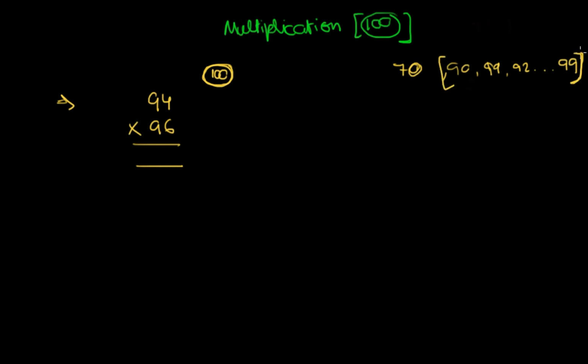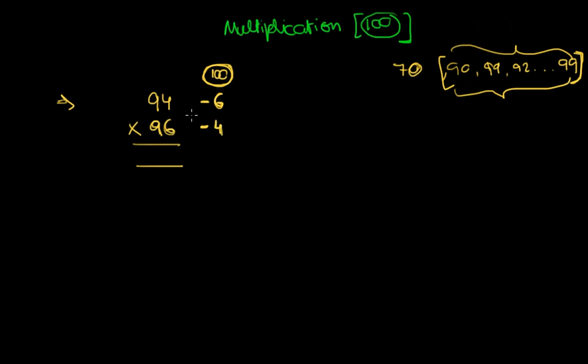So if you have numbers like these, any of them multiplied with any of these only, we use this base method. So we have the base as 100. Now the method is that we find out how much smaller these two numbers are from 100. So how much smaller is 94 from 100? It's minus 6, because 100 minus 6 is 94. And how much is 96 smaller than 100? It's minus 4, because 100 minus 4 is 96.